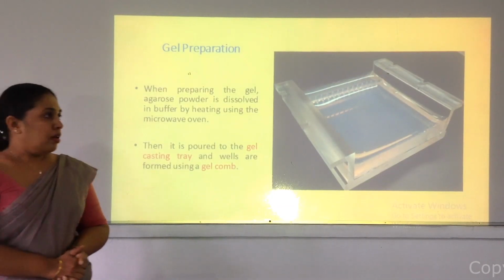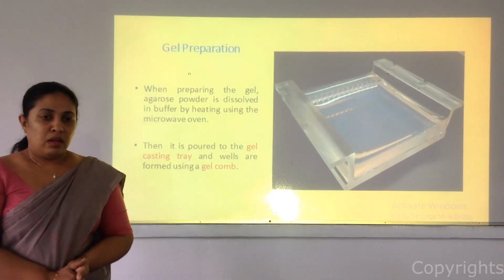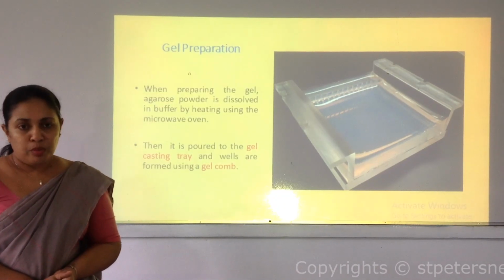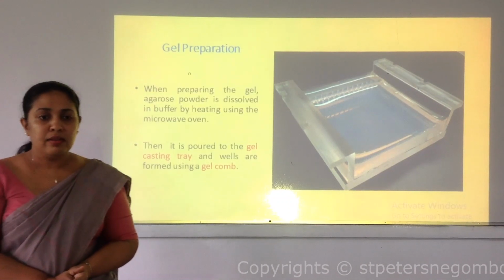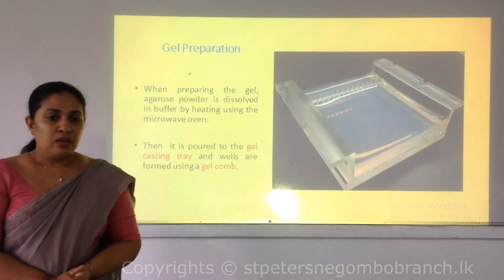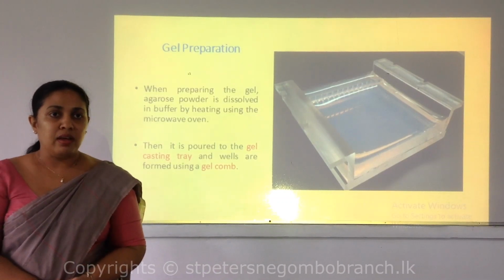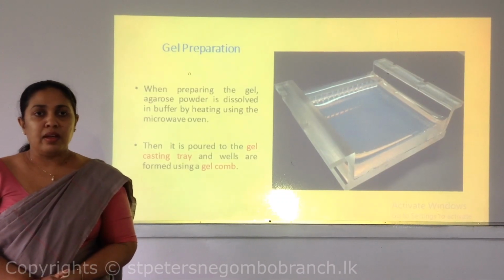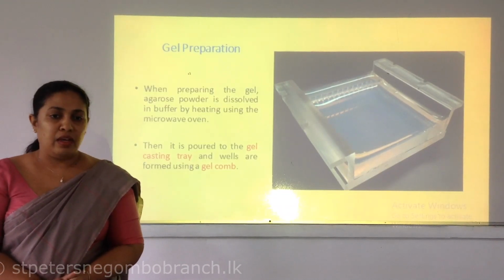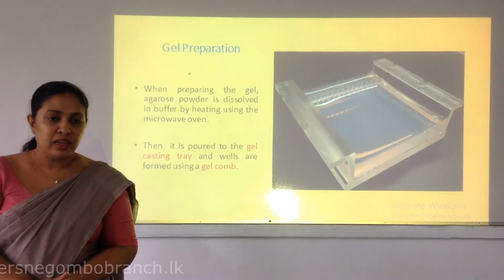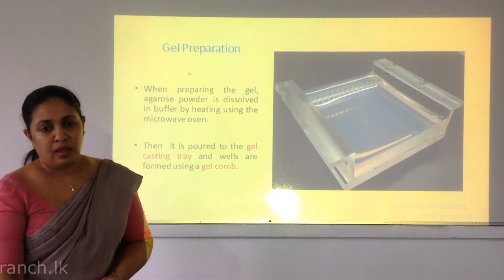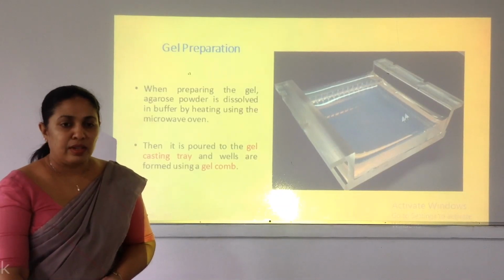Gel preparation is done in the laboratory using agarose powder. It should be dissolved. To dissolve it, it should be heated with the buffer in a microwave oven. So like a normal gel, it is formed, and when it is dissolved, it should be poured into a container. We can't pour into a normal container. There is a special equipment known as a gel casting tray, and this is a gel casting tray.